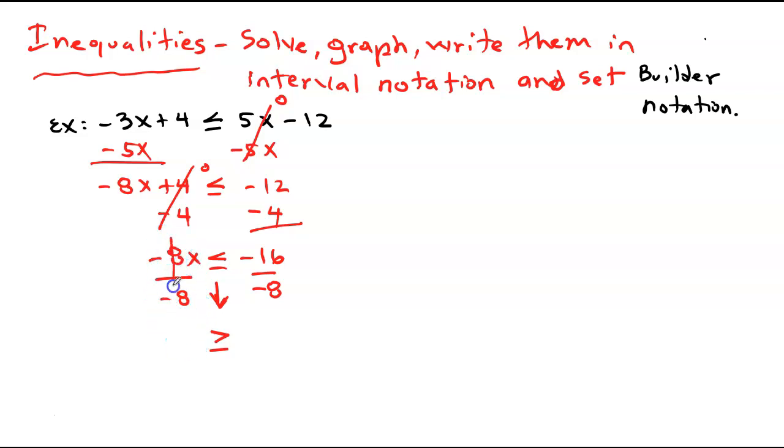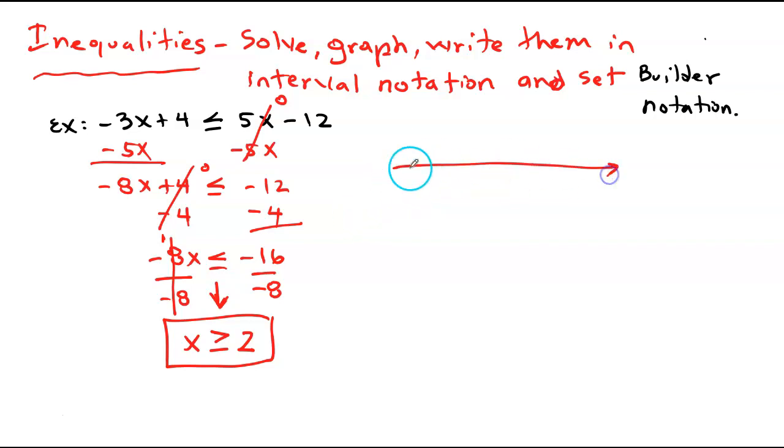Negative 8 divided by negative 8 cancels out. That gives me a 1, right? I'll bring my x down. Negative divided by negative is positive. 16 divided by 8 is 2. And it came out to be a nice, easy inequality. Alright? Same idea. Let's graph.